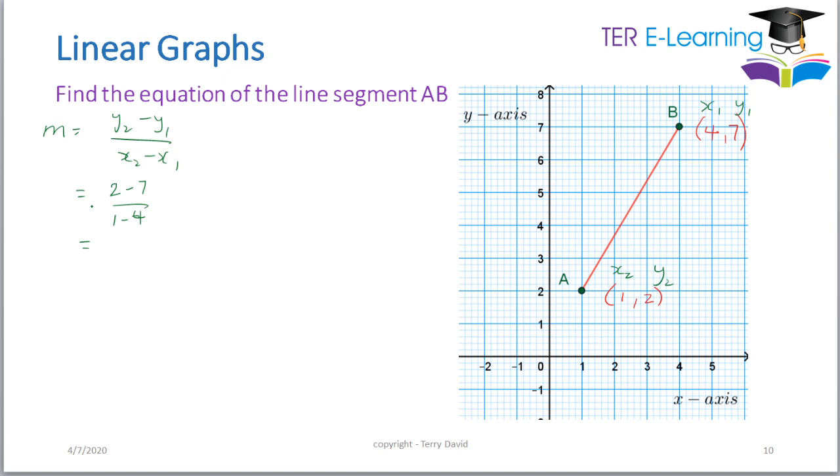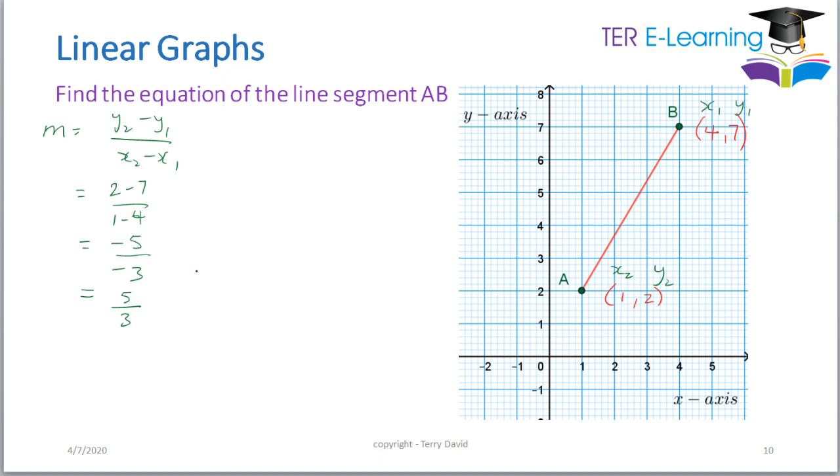All right? So it's 2 minus 7 and that gives me minus 5, divided by 1 minus 4, and I'm going to get minus 3. So therefore my gradient is actually 5 over 3. All right? So that is my gradient.